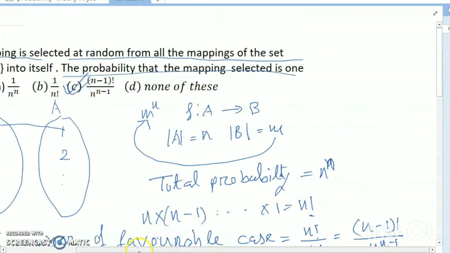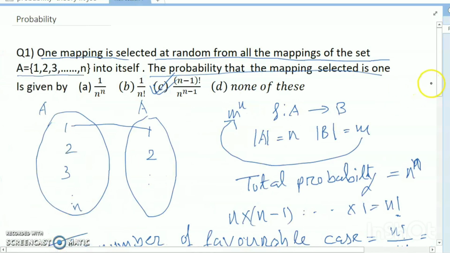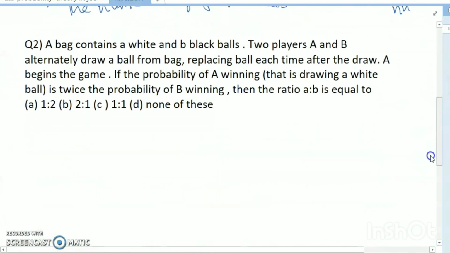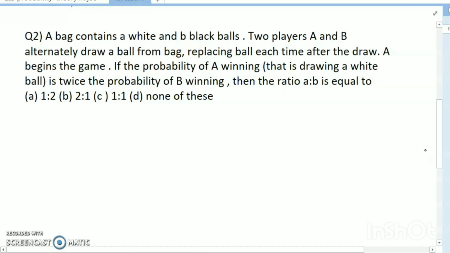So next, a bag contains a white and b black balls. Two players A and B alternately draw a ball from the bag, replacing the ball each time after the draw. A begins the game. If the probability of A winning is twice the probability of B winning, then the ratio a to b is equal to?